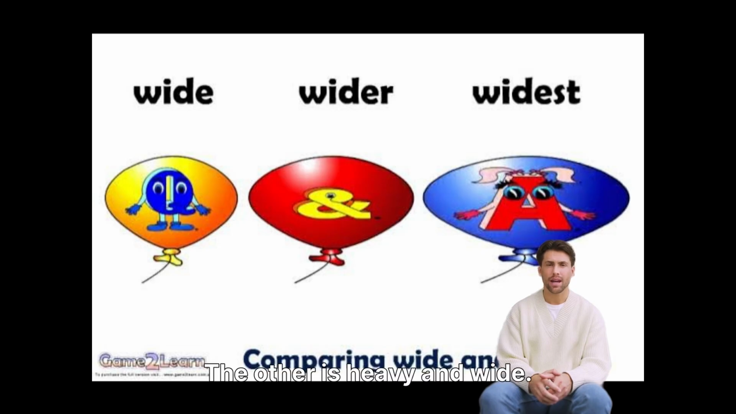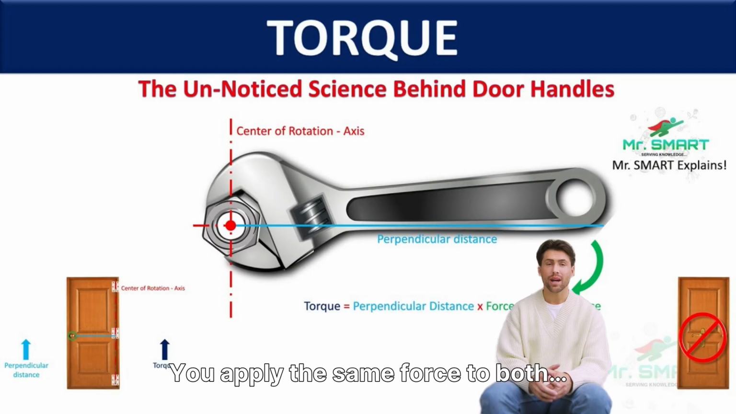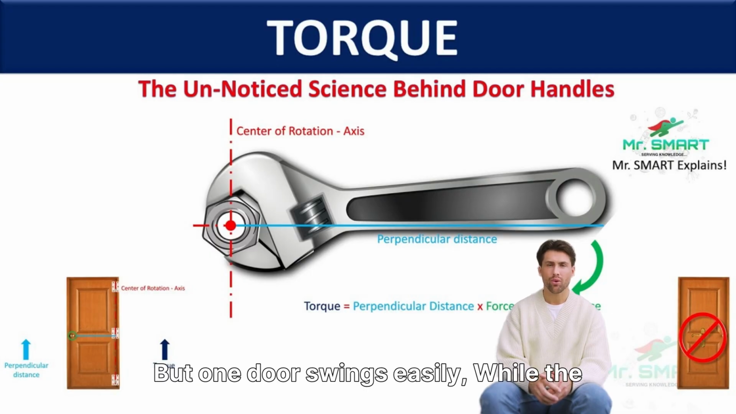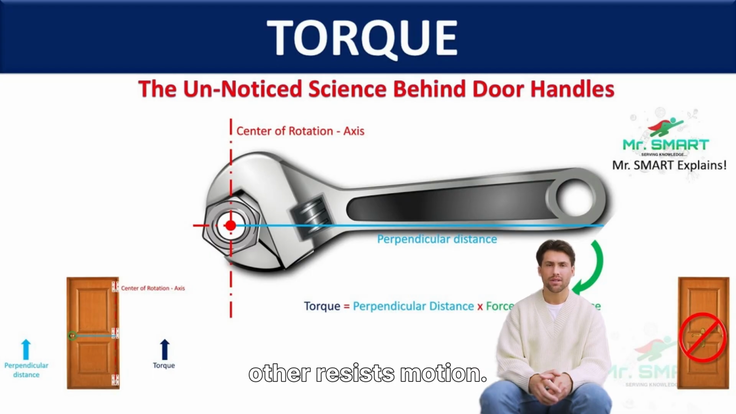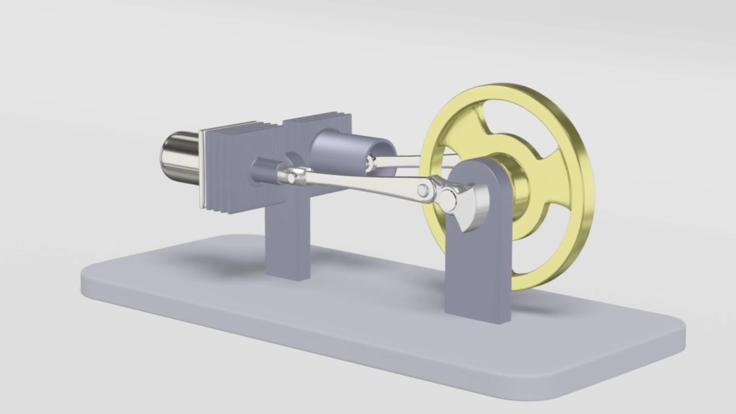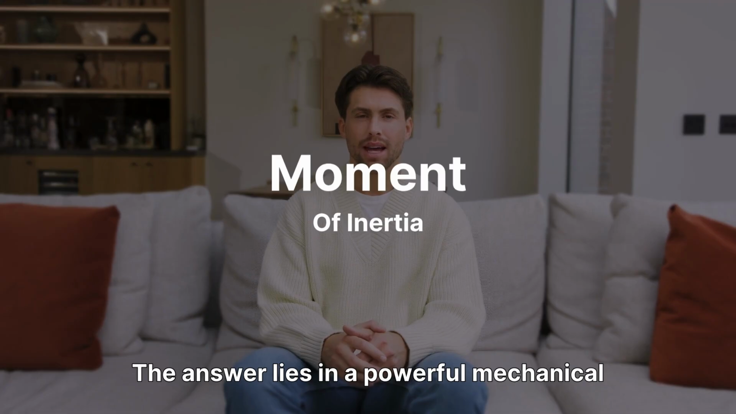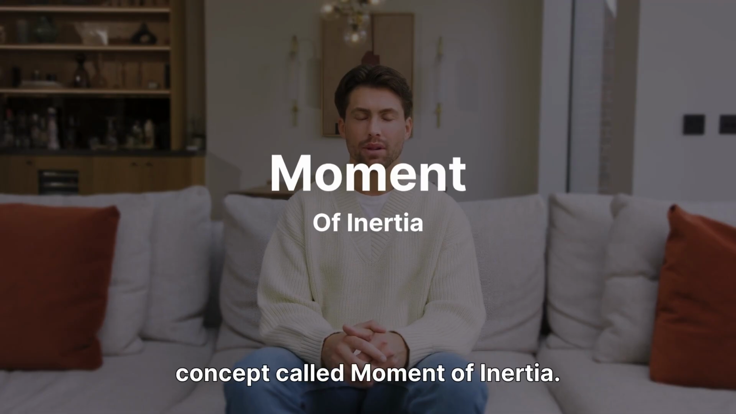Imagine two doors. One is light and narrow. The other is heavy and wide. You apply the same force to both. But one door swings easily, while the other resists motion. Why does this happen? The answer lies in a powerful mechanical concept called moment of inertia.